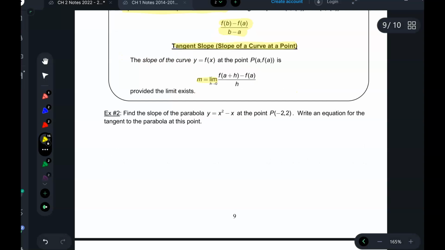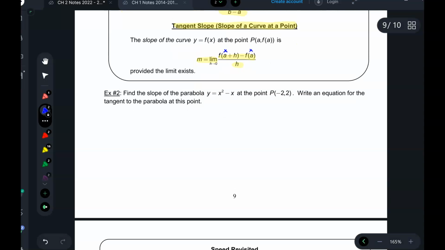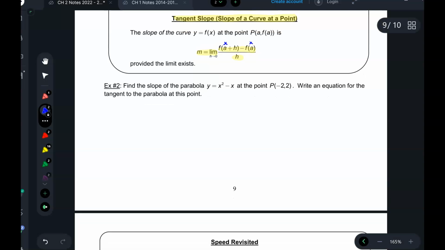This is your limit as h approaches 0, right? And you can also write it with x. x and a in this scenario are interchangeable. So if you prefer working with x, which sometimes I do, it's just a preference. Okay, let's find the slope. And we're going to find it at -2, 2. And then we're going to write the equation for the tangent to the parabola at that point. So find the slope.